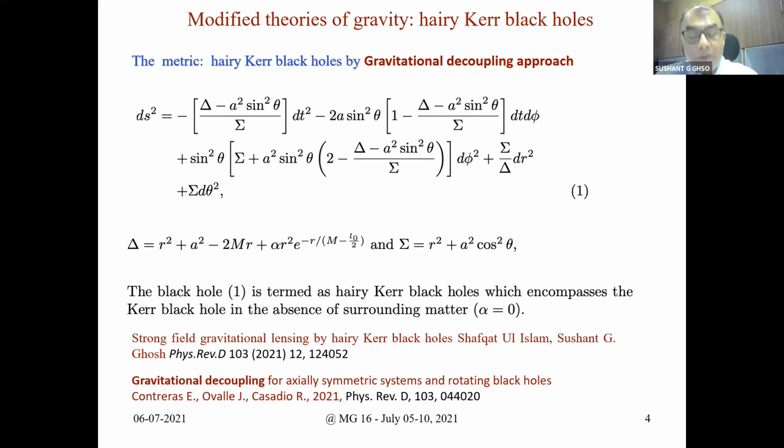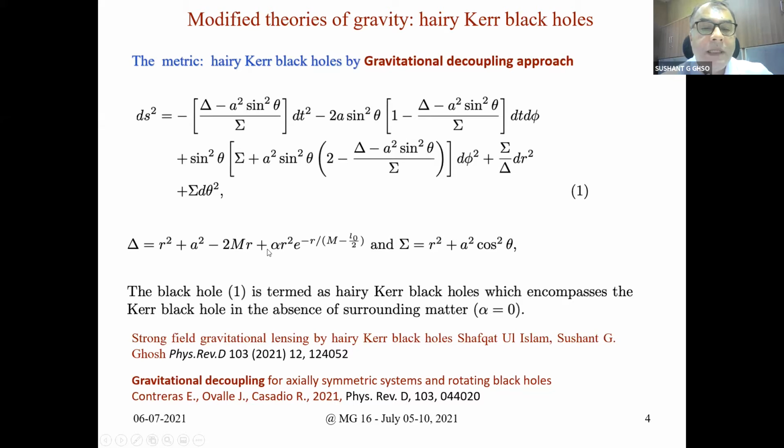It's a very simple approach to generate a rotating black hole, and the only requirement is that the strong energy condition or the dominant energy condition is to be satisfied. Now, this is the simple metric of the Hairy-Kerr black hole. It looks exactly like the Kerr black hole, but there is an additional term here.